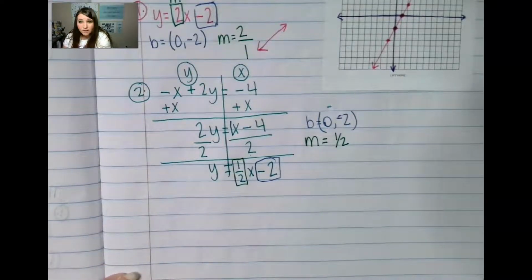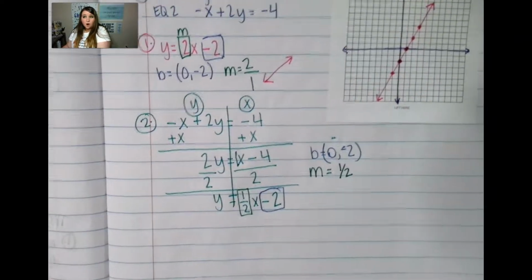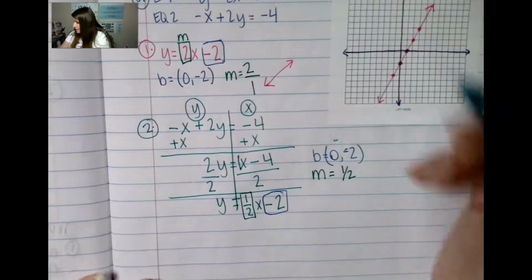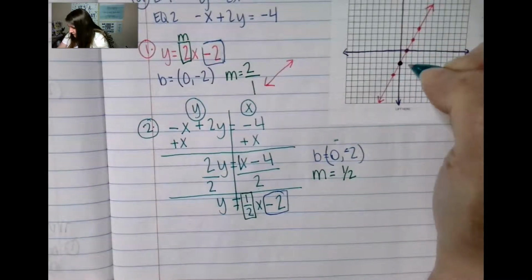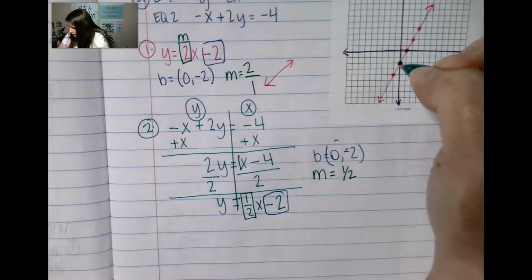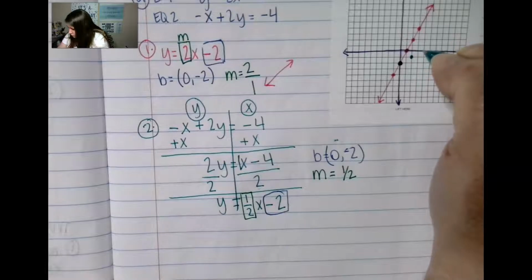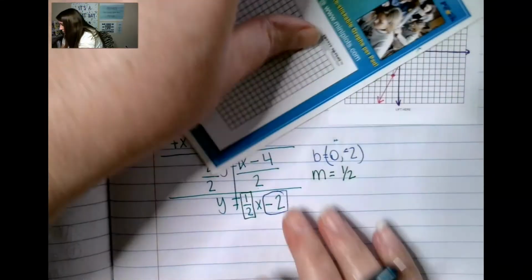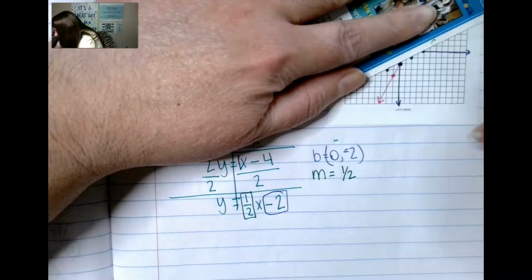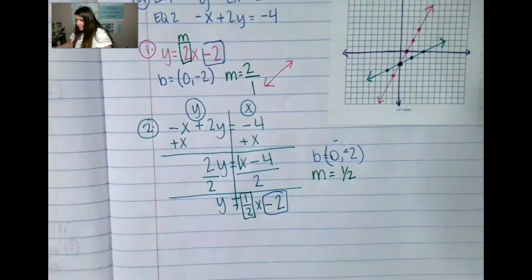Okay, now we are ready to graph this thing and see where our lines cross. So I'm going to start at 0, negative 2. Look at that, you guys. And I'm going to go up 1 over 2. Up 1 over 2. Look, it crossed right at 0, negative 2. So our solution just happens to be the exact same place where they started.